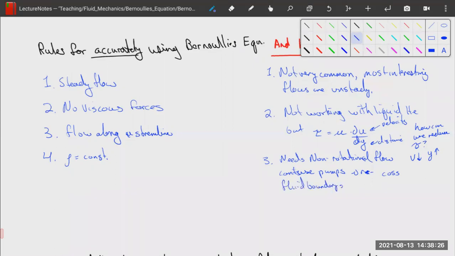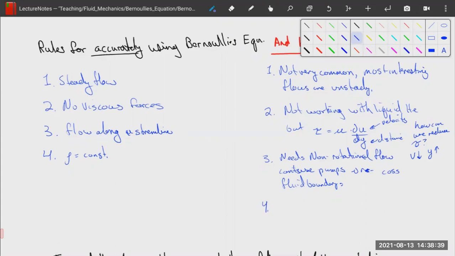And that is kind of hard because we will often have two types of fluid touching each other, like air and water, right? Number 4 is actually not that difficult, as long as velocity is less than 0.3 c, where c is the speed of sound.